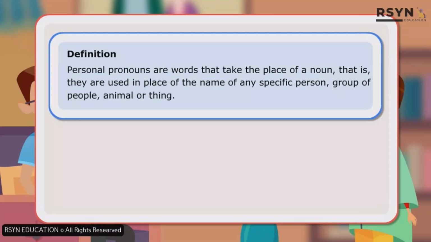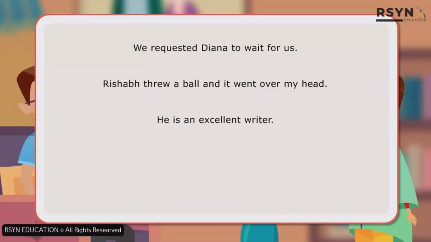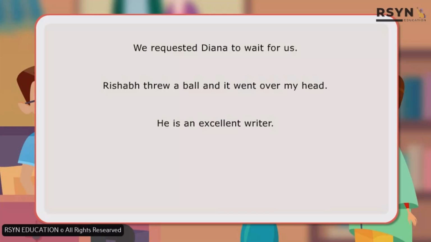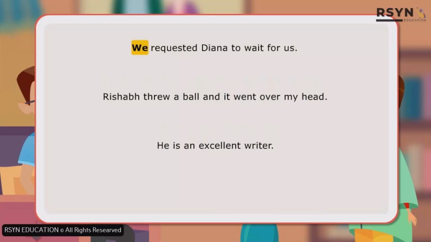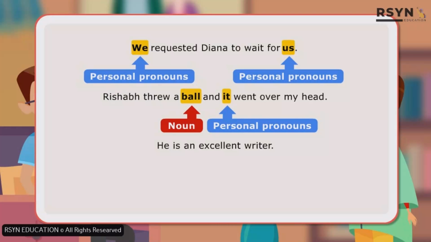Let us look at few sentences. We requested Dinah to wait for us. Rishabh threw a ball and it went over my head. He is an excellent writer. In the first sentence, we and us are personal pronouns as both the words are used in place of a group of persons. In the next sentence, it is a personal pronoun as the word is used in the place of the noun ball. In the third sentence, he is a personal pronoun as the word is used for a specific person who is an excellent writer.